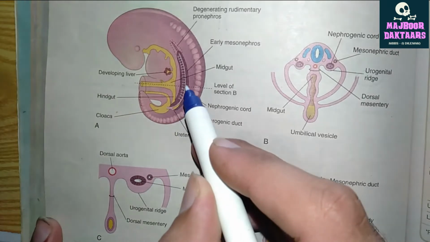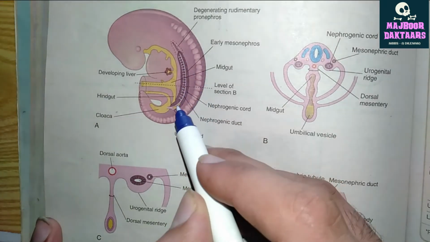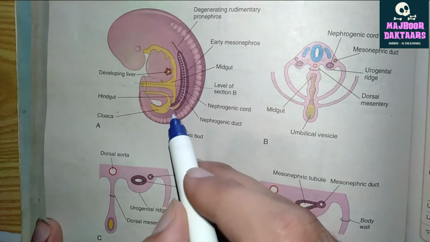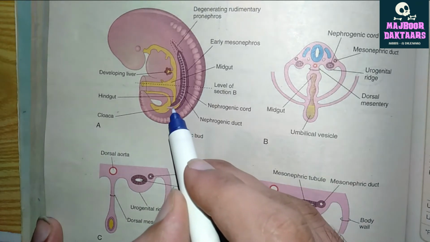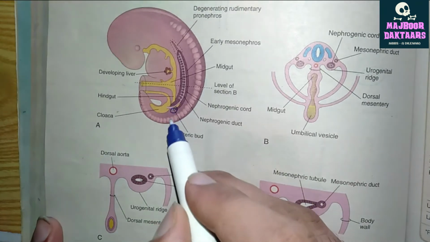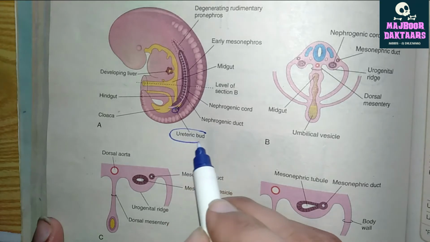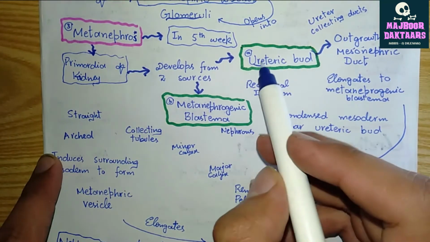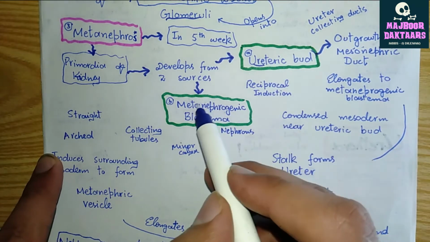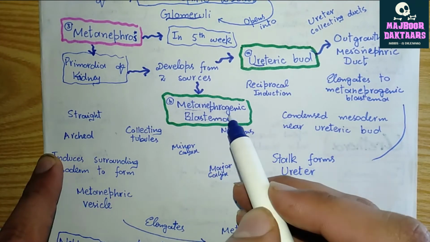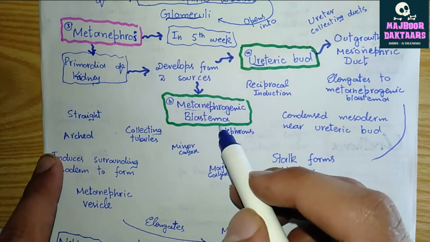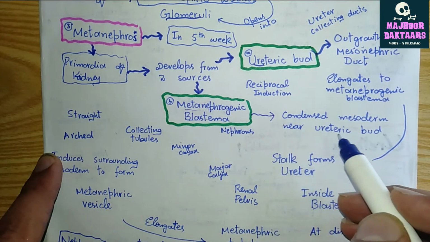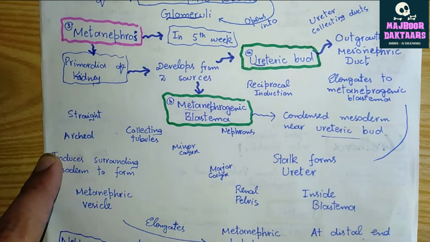Here is the mesonephric duct, and at the point of its entry into the cloaca, a diverticulum arises, which is known as the ureteric bud. Now this ureteric bud is formed due to induction from the metanephrogenic blastema. Now what is this blastema? It is condensed mesoderm near the ureteric bud.